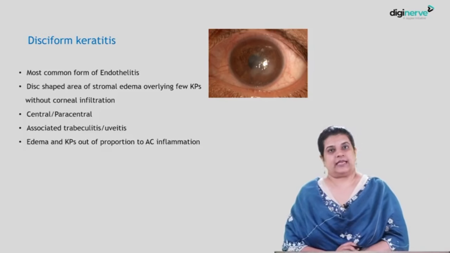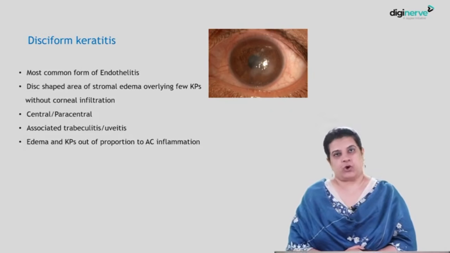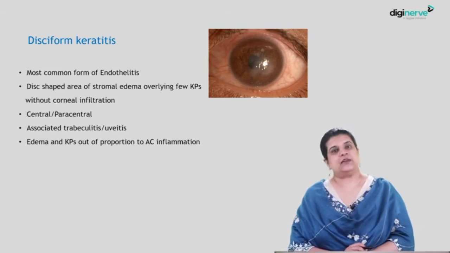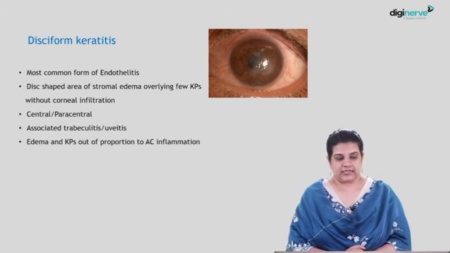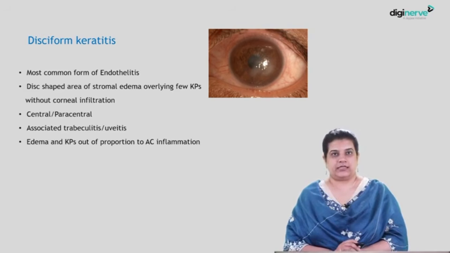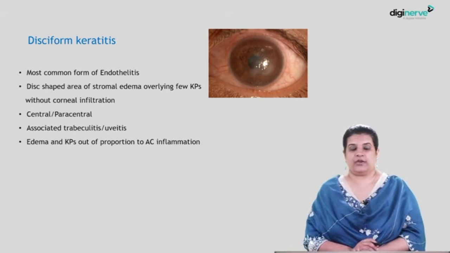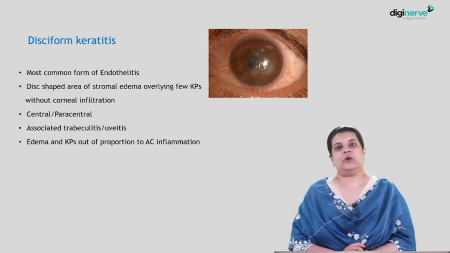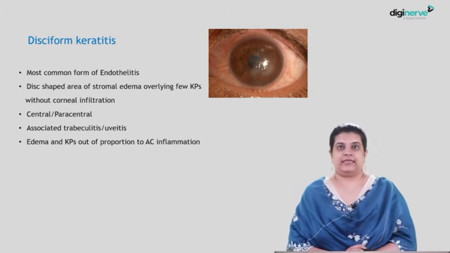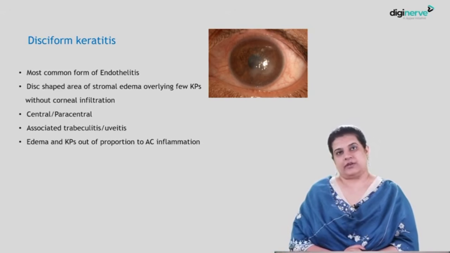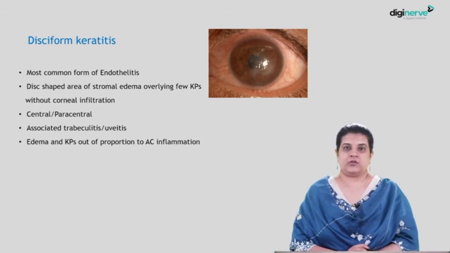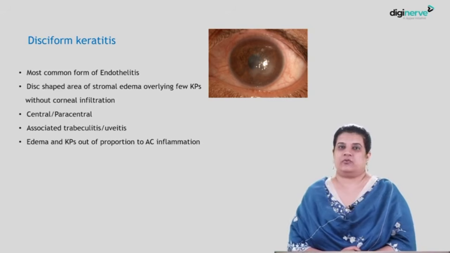Disciform keratitis can also come as a separate short note in the exam. This is the most common form of endothelitis. In this, we see a disc-shaped area of stromal edema overlying few keratitic precipitates without corneal infiltration. These are usually central or paracentral in location with associated trabeculitis and uveitis.